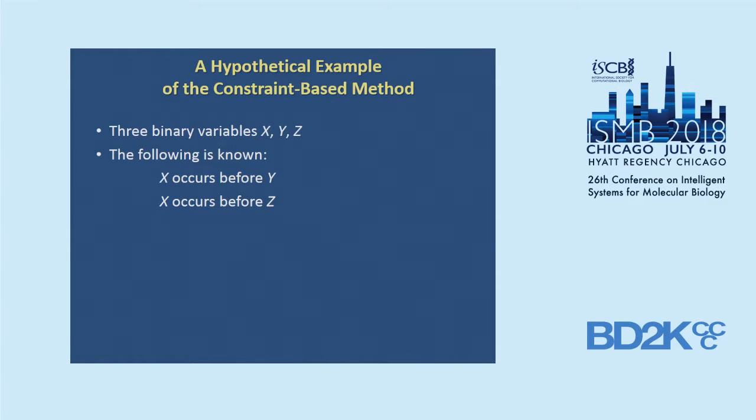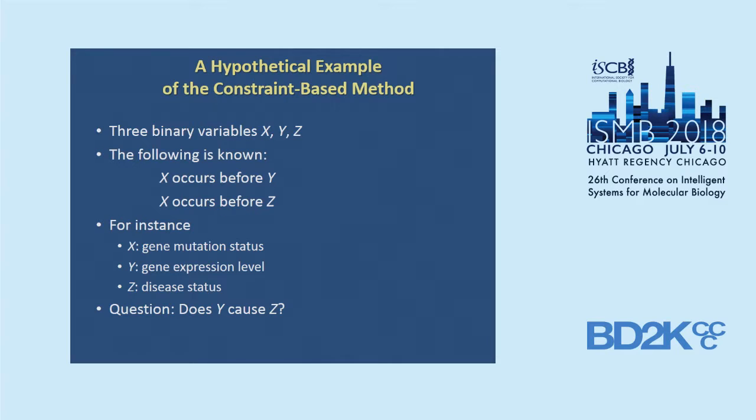Let's make this concrete by looking at a simple example where we have three binary variables, x, y, and z. To make this more tractable in a short amount of time, we're going to assume that x occurs before y and x occurs before z. For example, x could be the gene mutation status for a given gene x, y is the gene expression level for a given gene y, and z is the disease status, either present or absent. Our question is, does y cause z? We've got some data and we want to know, does y cause z?